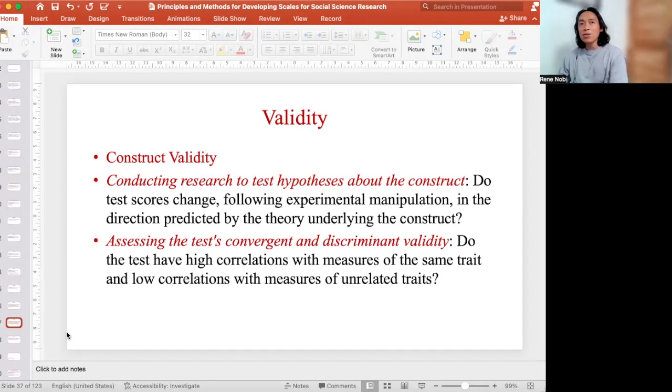And then we can also correlate it with another trait that theoretically is unrelated to self-efficacy. And when we correlate those two measures, we should not find a significant relationship, or we should find a low correlation. Similarly, if there is a construct that theoretically should be negatively associated with self-efficacy, such as, let's say, for example, procrastination, then our results should indicate that academic self-efficacy negatively correlates with procrastination.